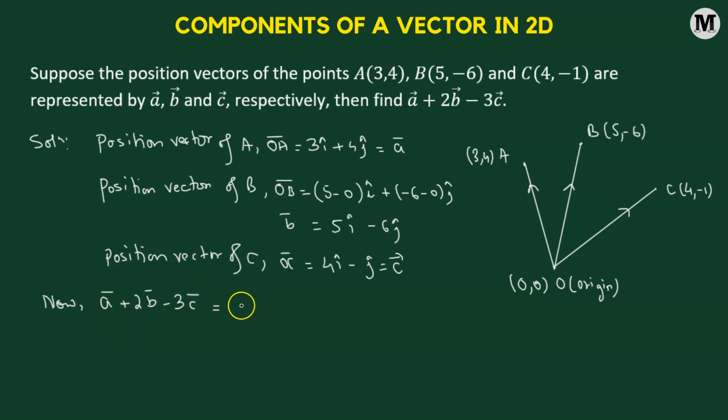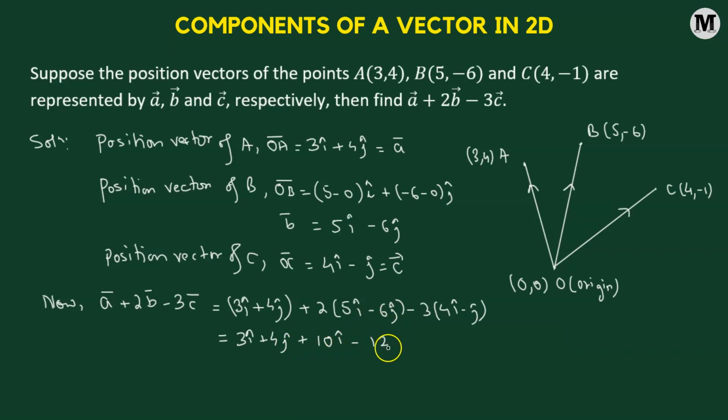Now this is going to be equal to A vector, we have 3 i cap added to 4 j cap. This gets added to 2 times B vector. So B vector is going to be 5 i cap minus 6 j cap, minus 3 times C vector. So that's going to be 4 times i cap minus j cap. Now that gives us 3 i cap plus 4 j cap added to, so 2 times 5 i cap will be 10 i cap, minus 2 times 6 j cap will be 12 j cap, minus 3 times 4 i cap. So that's 12 i cap, minus, this is going to be positive 3 j cap.